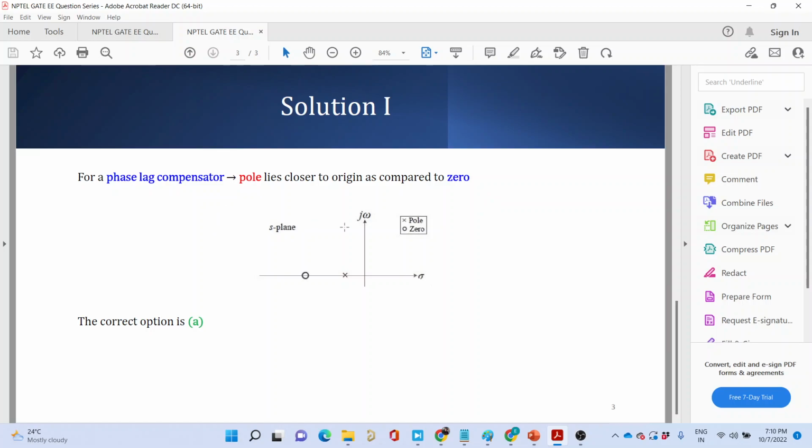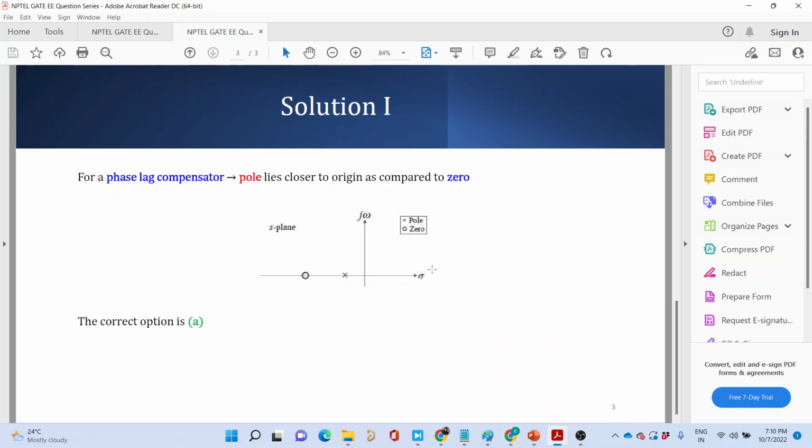Okay, as I was telling, in a lag compensator, the pole would lie close to the origin, and the effect of the pole will be more dominant as compared to the zero, because zero contributes to lead, not lag. So when you are talking about a phase lag compensator, there has to be a pole closer to the j omega axis. Okay, so the correct option is A. These are very simple sums.